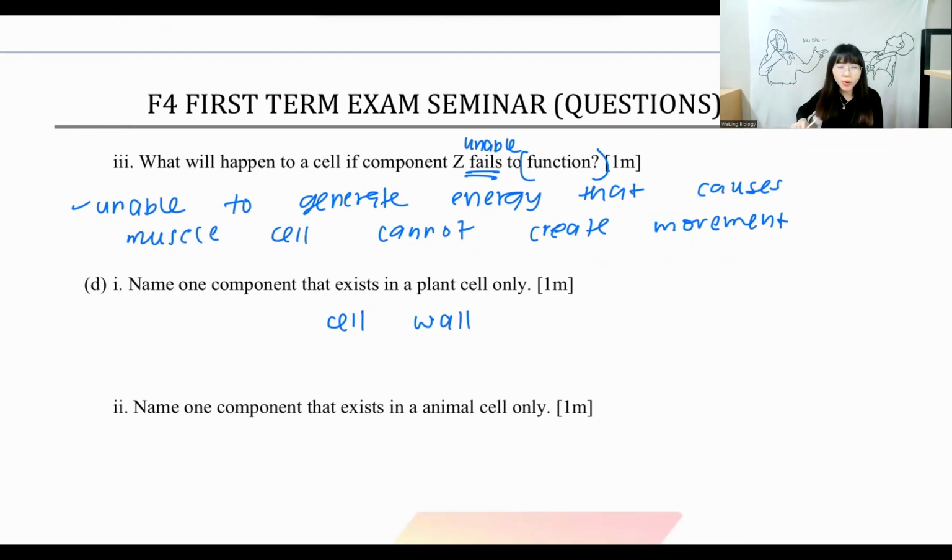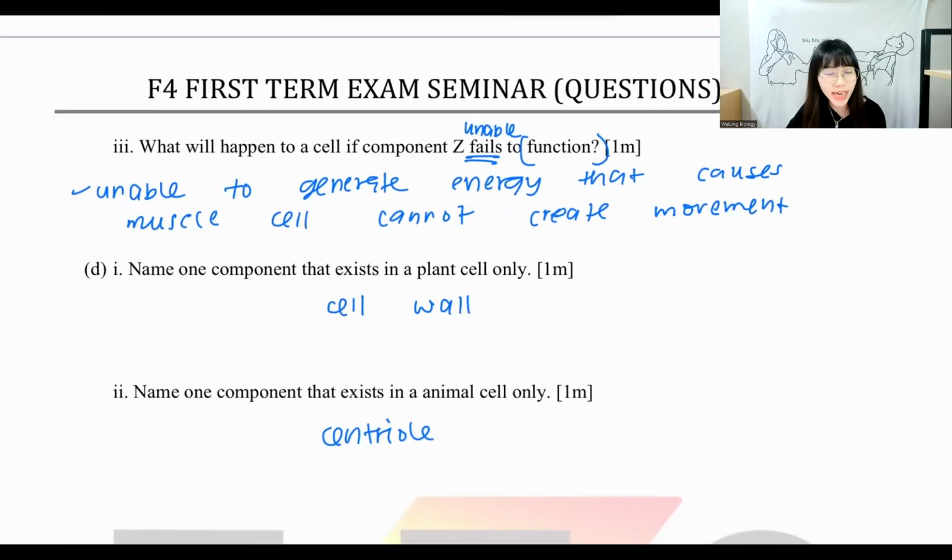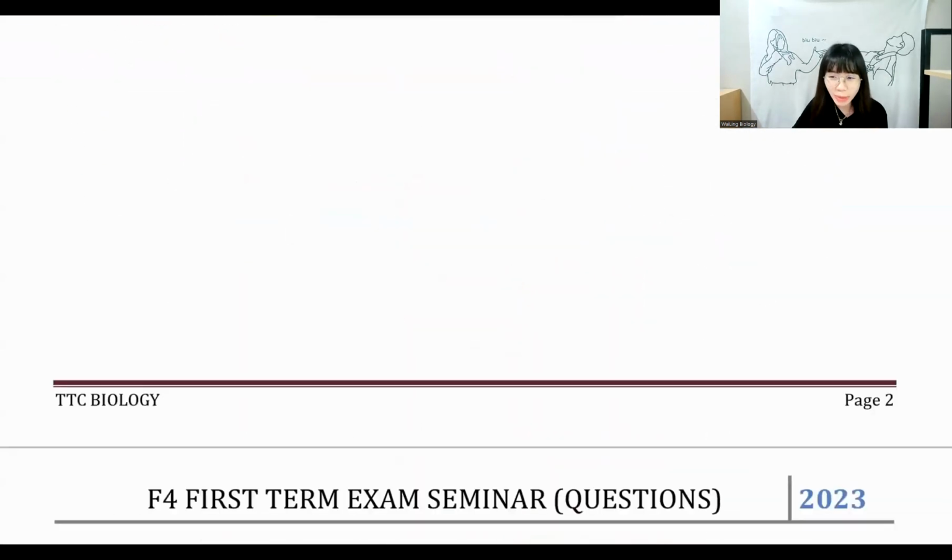Next one. Write one of the component that can be found in animal cell only. It's the centrioles. Very good. Centrioles can only be found in animal cell. Okay, we are done with question 1. Anybody has question related to question 1? No? Okay, no question. Let's go to next part.